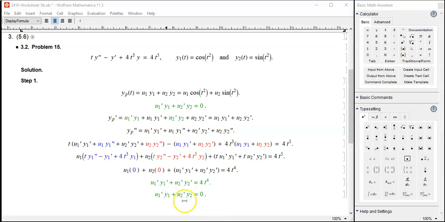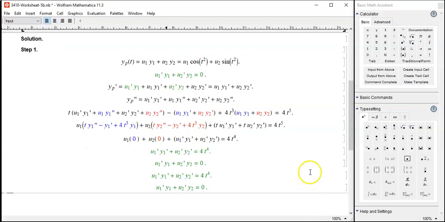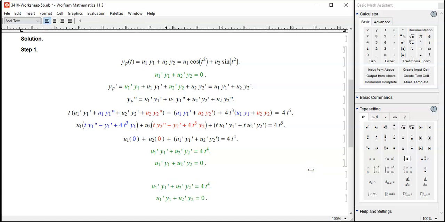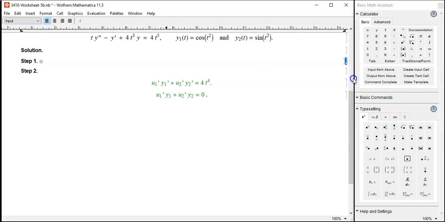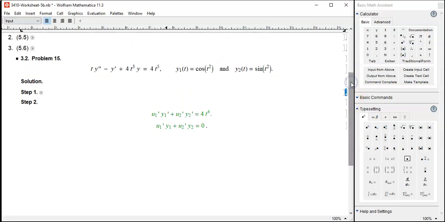Step 1 just ended, and we ended up with this system of linear equations, which we will copy and paste for the next step. Step 2. Okay, let's work out the system of these two linear equations.